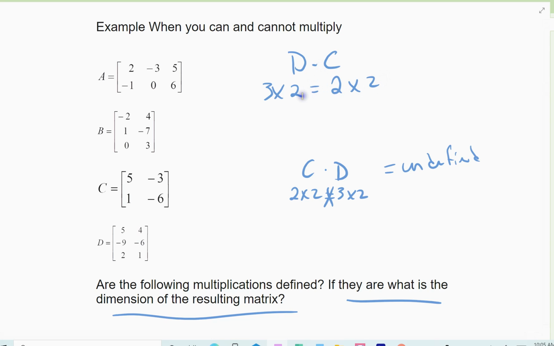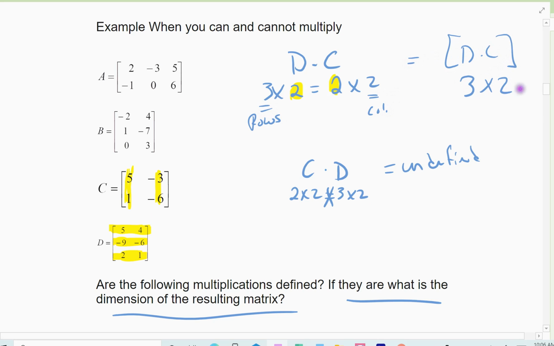This time, my numbers match. If I go in that order, D first, which represents my rows, C second, which represents my columns, now I can do the math. The other way I couldn't, this way I can. You can check it. D represents my rows, and I've got 2 numbers in each of my rows for D. When I go to my C, I've got 2 numbers in my columns, and so I can do the math. I take my 3 rows from D and multiply them by my 2 columns from C. If I actually multiplied those out, I would get a 3 by 2 matrix.